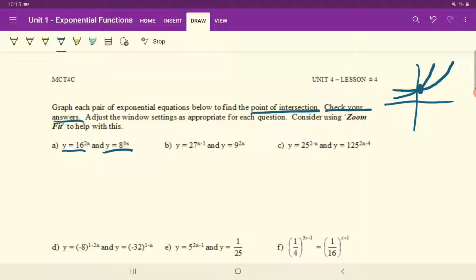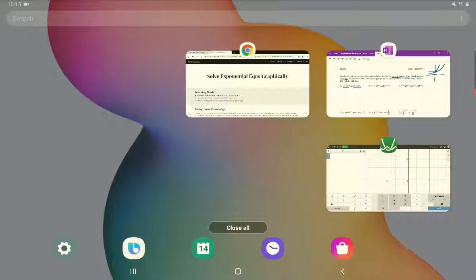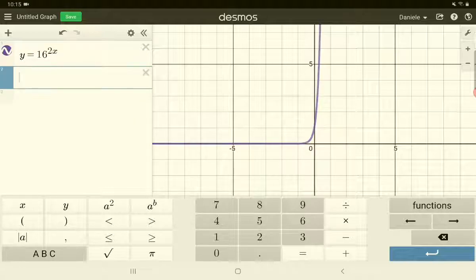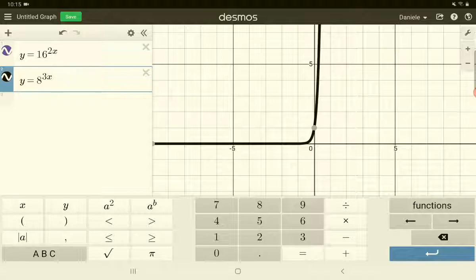So y equals 16 to the power of 2x, and then another equation, y equals 8 to the power of 3x. You can see that I can't really see each curve right now. I don't have the proper zoom settings.